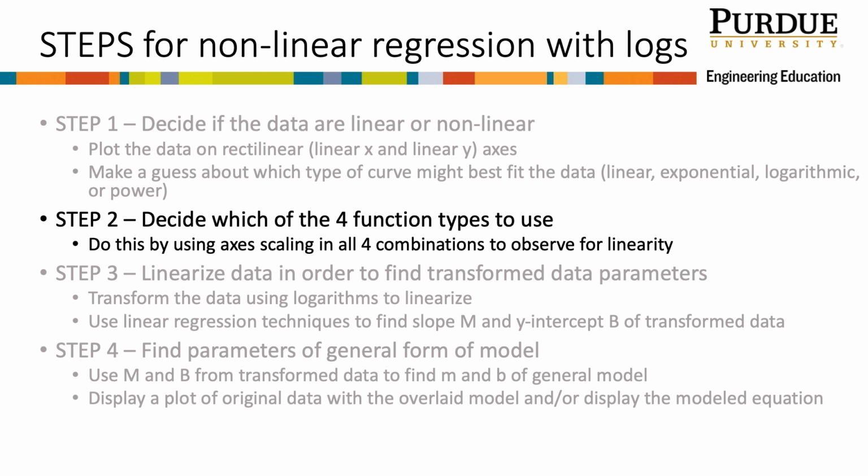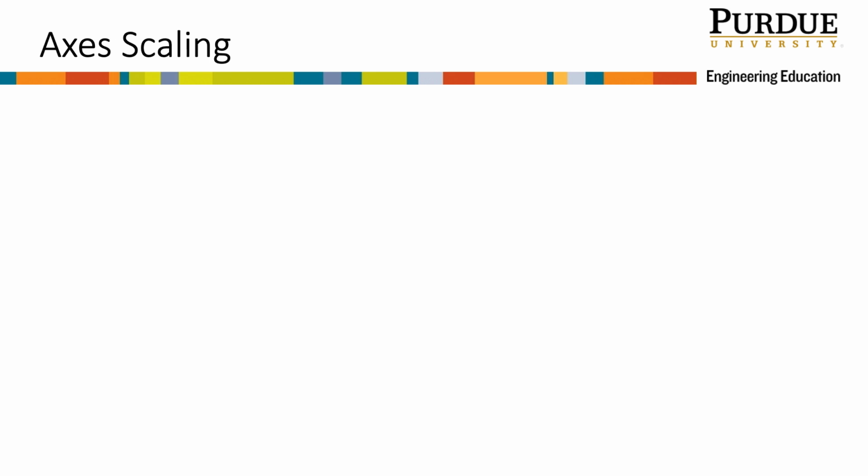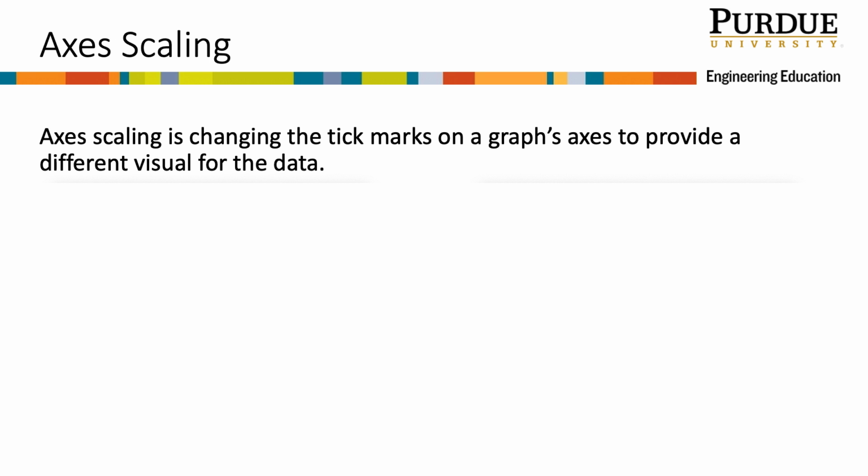Step 2 is to decide which of the four function types to use. We will do this by plotting the original or raw data on different types of axes using axis scaling to verify if we can use exponential, logarithmic, or power models to model our data. But what is axis scaling? Simply, axis scaling is changing the tick marks on a graph's axis to provide a different visual for the data. You already do this often.